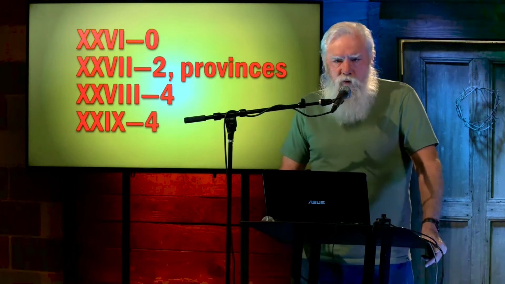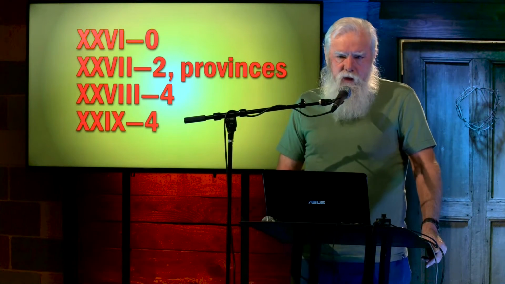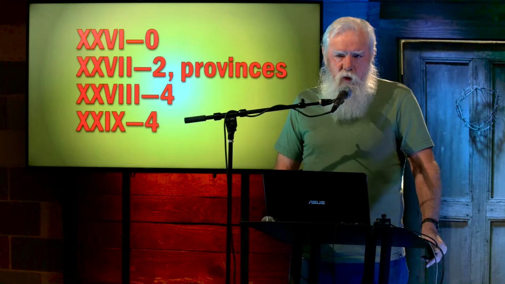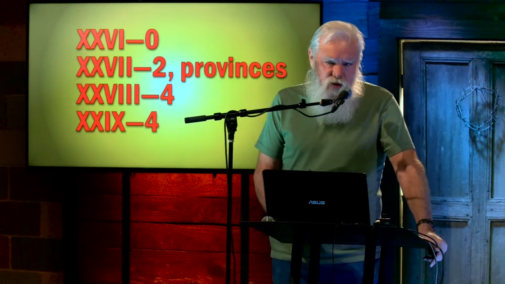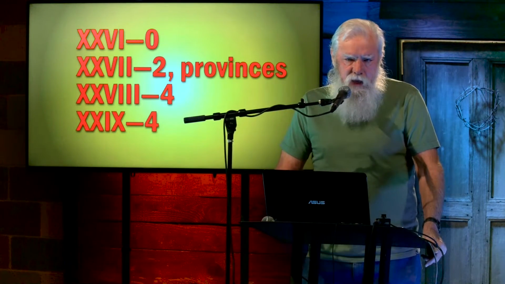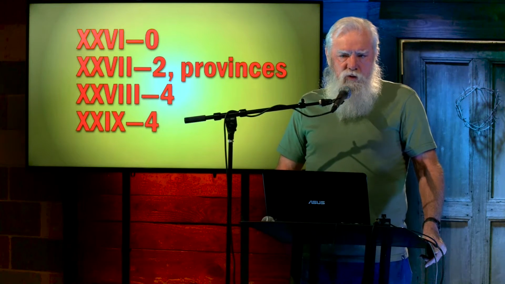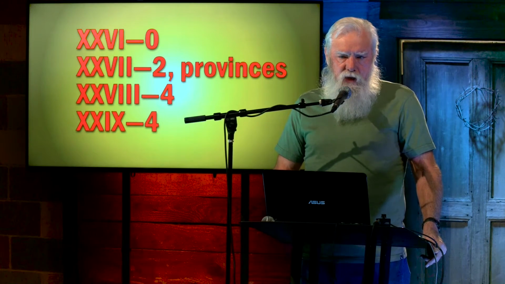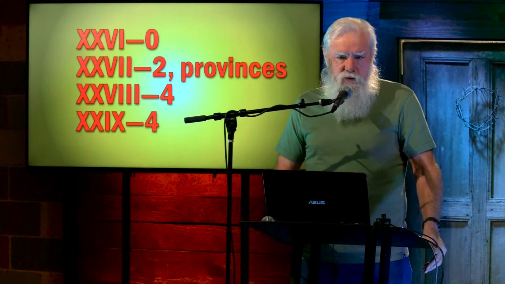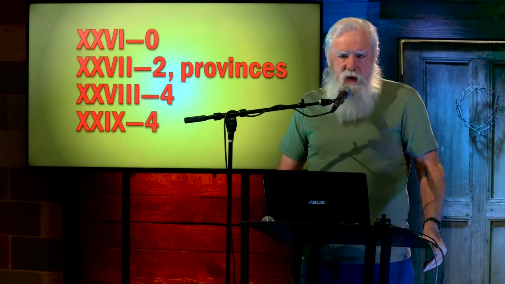So we have 26, it doesn't appear. 27 appears twice. Both times it speaks of provinces, 27 provinces. And then 28 appears 4 times. And again, they're varied, and so there's no way of knowing really what it means. And 29 appears just 4 times. So we won't struggle with those.